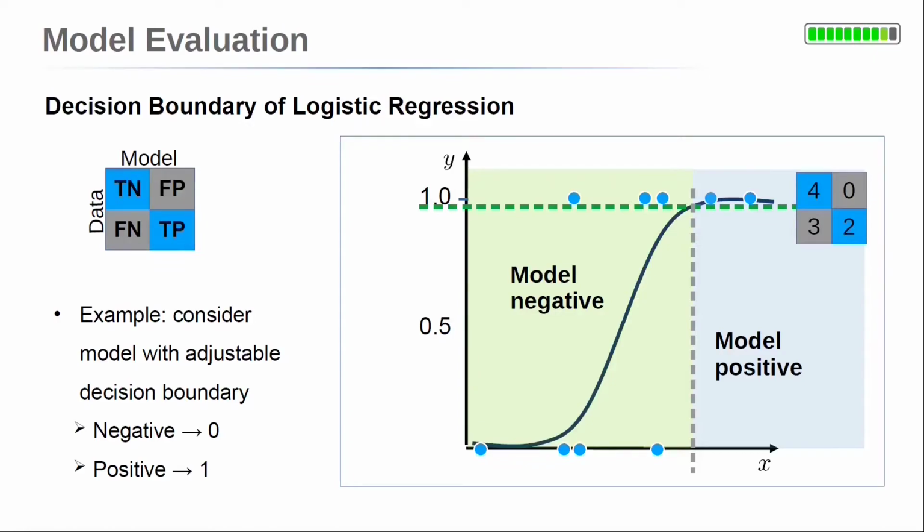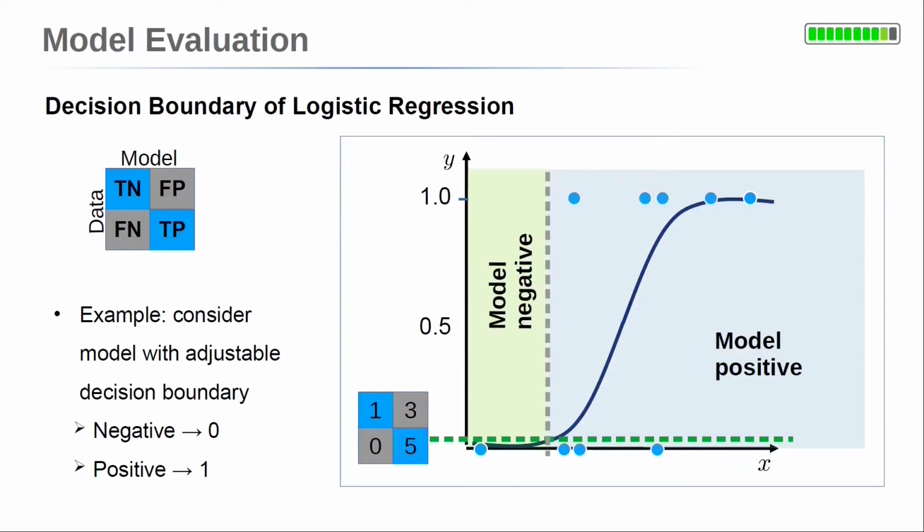On the upper right, the corresponding confusion matrix is displayed. By just taking the decision boundary close to y equals 1, we avoid false positive predictions. Everything on the right side of the gray line is predicted as positive. However, we have 3 positive data points on the left side of the gray line which are classified as negative. These 3 data points are false negatives. The 4 negative data points are classified correctly.